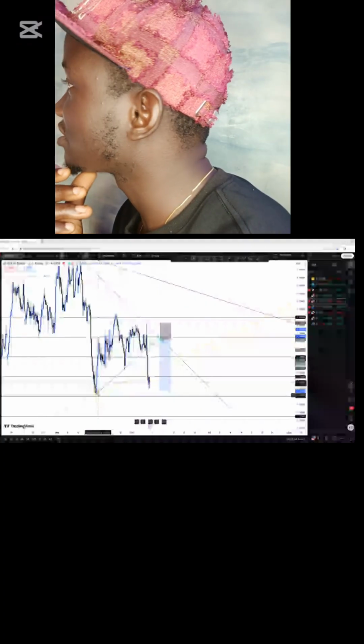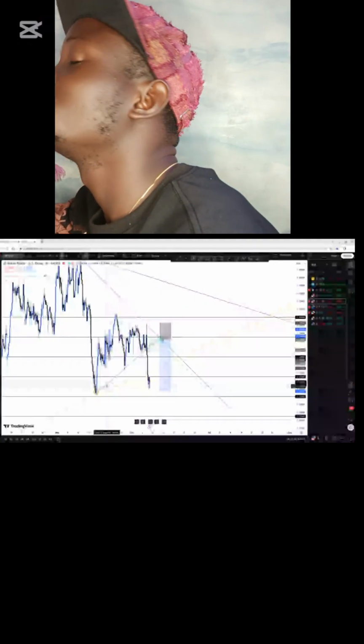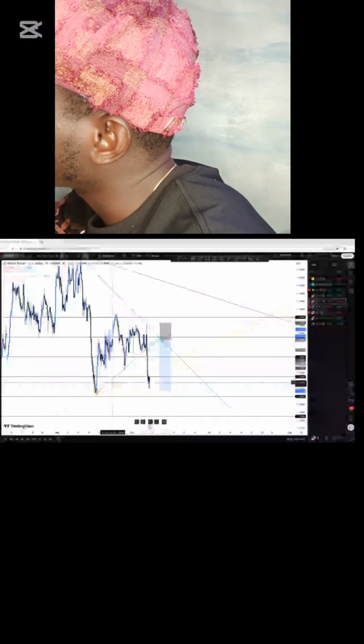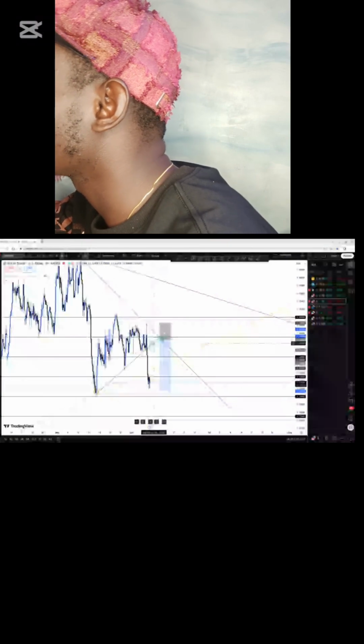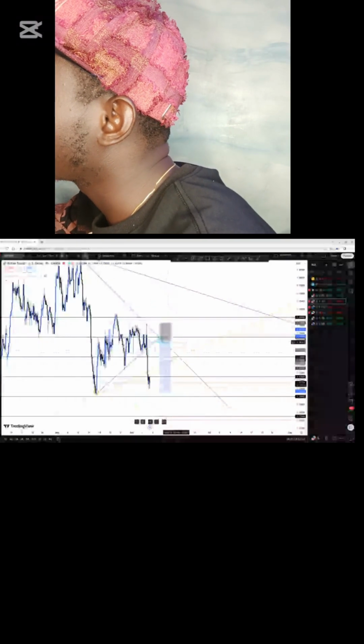Broke this 4 hours. This yellow one is my 4 hours trend line, which the market has broken. Then you can see this one too, from this point to this second point, and the market broke that one too. Now what am I expecting?